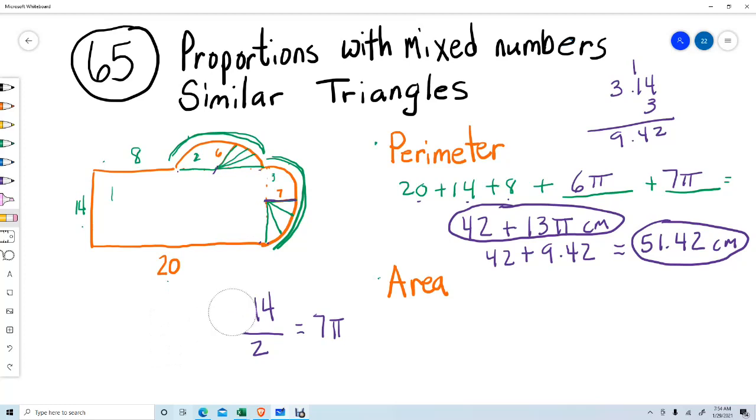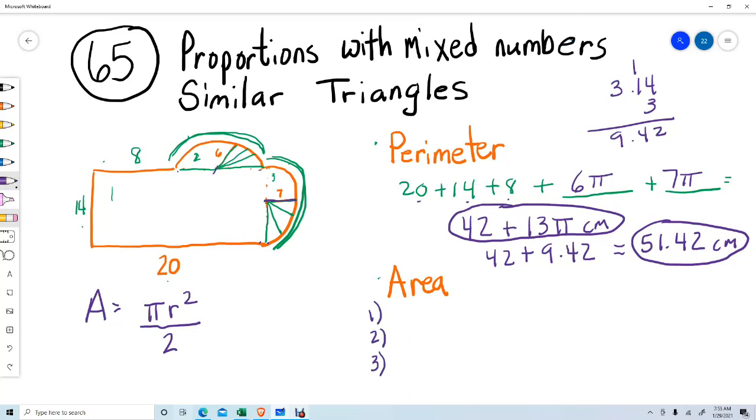Okay, do you remember the formula for the area of a circle? We're going to need that here. That is pi r squared. So the area of a semicircle is pi r squared divided by 2. Let's calculate our 3 different areas here and add them up for our total square area.